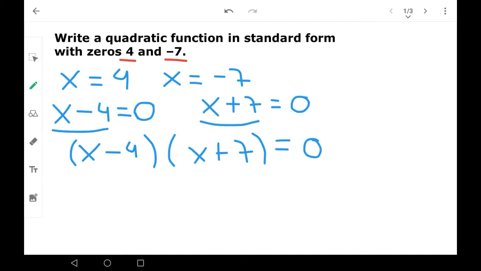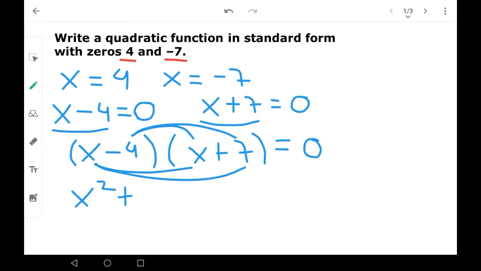Is to FOIL or use the distributive property, right? So I have to multiply x times x, x times 7, and then -4 times x and -4 times +7. So x times x is x squared, x times 7 is +7x, -4 times x is -4x, and -4 times +7 is -28. So this is equal to 0.